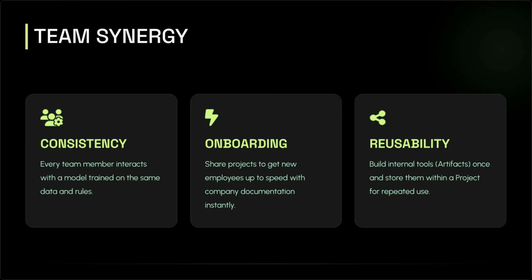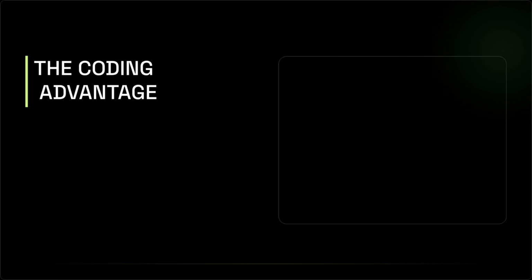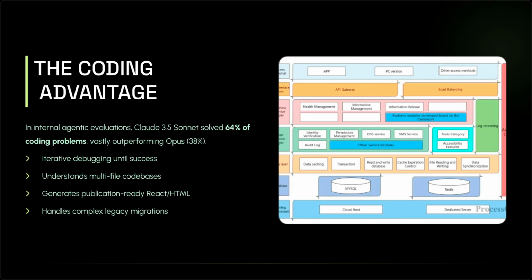Claude 3.5 Sonnet offers a significant coding advantage, solving 64% of internal agentic coding problems, vastly outperforming Opus's 38%. It supports iterative debugging, understands multi-file codebases, and handles complex legacy migrations.